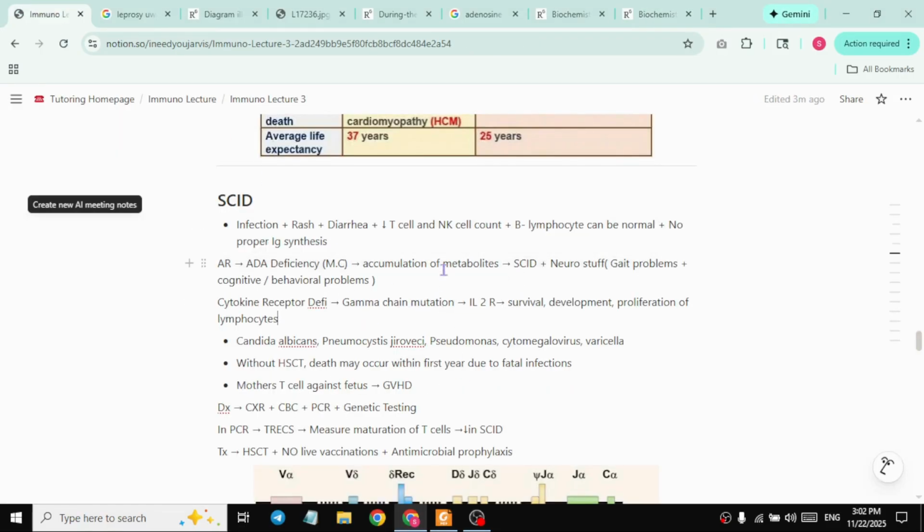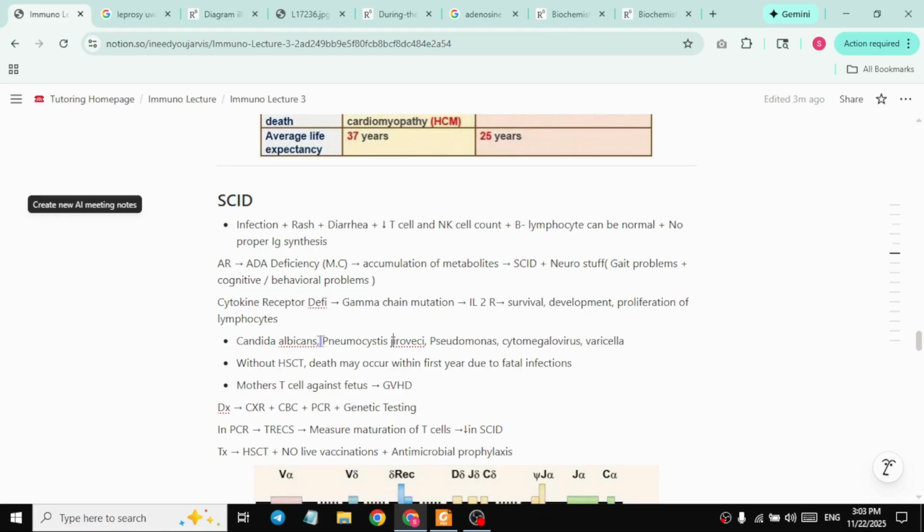Just look at all of these. Accumulation of the triphosphate metabolites leads to SCID plus neuro stuff. That's the important thing. Okay, when you have ADA deficiency, you might have to look out for neuro things. What are those neuro stuff? Gait problems. They can have difficulty walking, balancing, and things, or cognitive slash behavioral problems. But something neuro might be given to you in the question. Okay, if they're specifically asking for ADA deficiency.